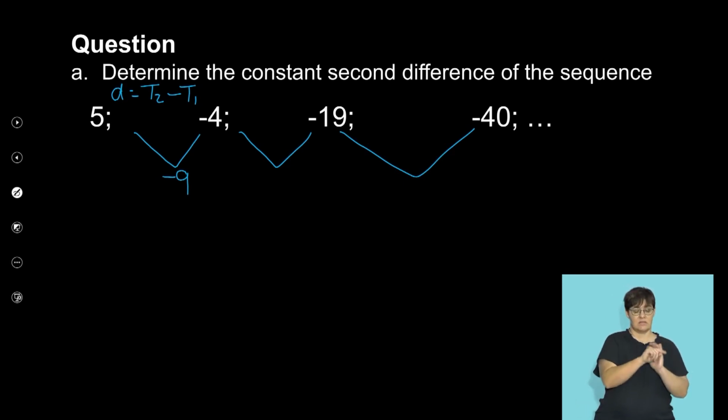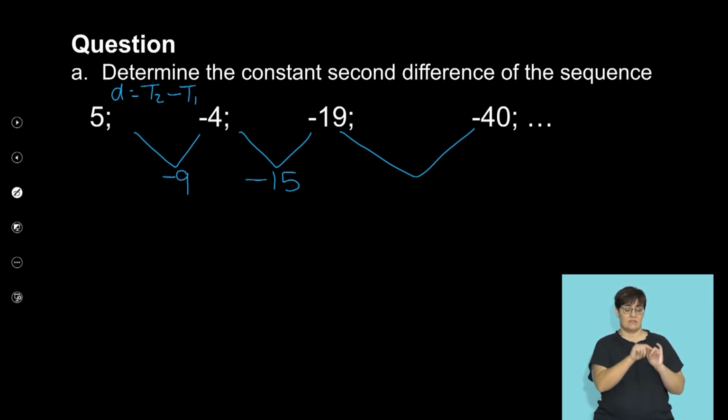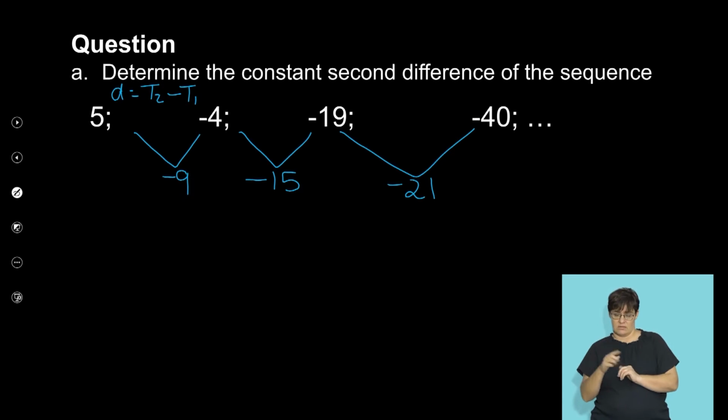Then moving on to the difference between -4 and -19. If you substitute into your d formula, you will get that there's a difference of -15. Moving on, if I want to see what the difference is between -19 and -40, I can see that there is a difference of -21, because -19 minus 21 is equal to -40.